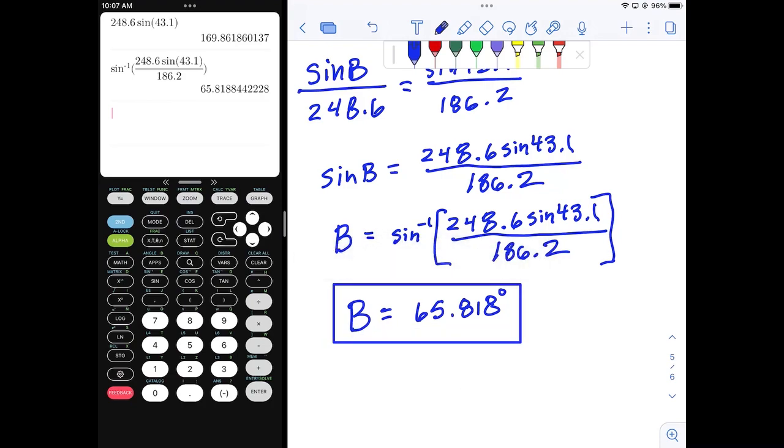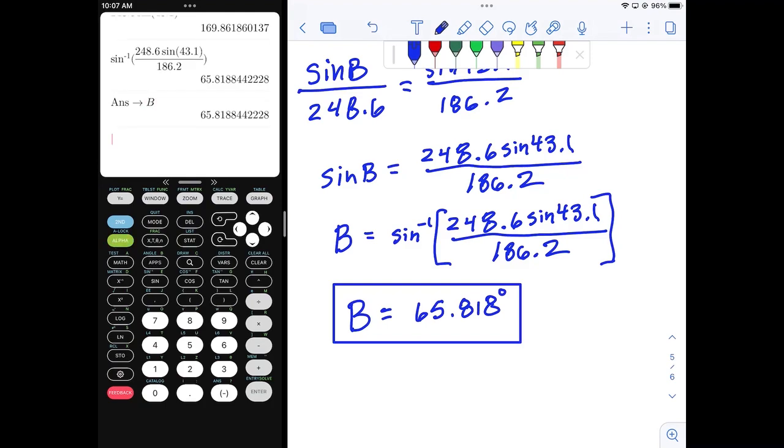And now, here's what I'm going to do. I may need to use that again. So while it's on your screen, hit store as alpha B, because that's the name of the angle. Stored as alpha B. And now it's in there forever. Store is right above, well, it's right below natural log.